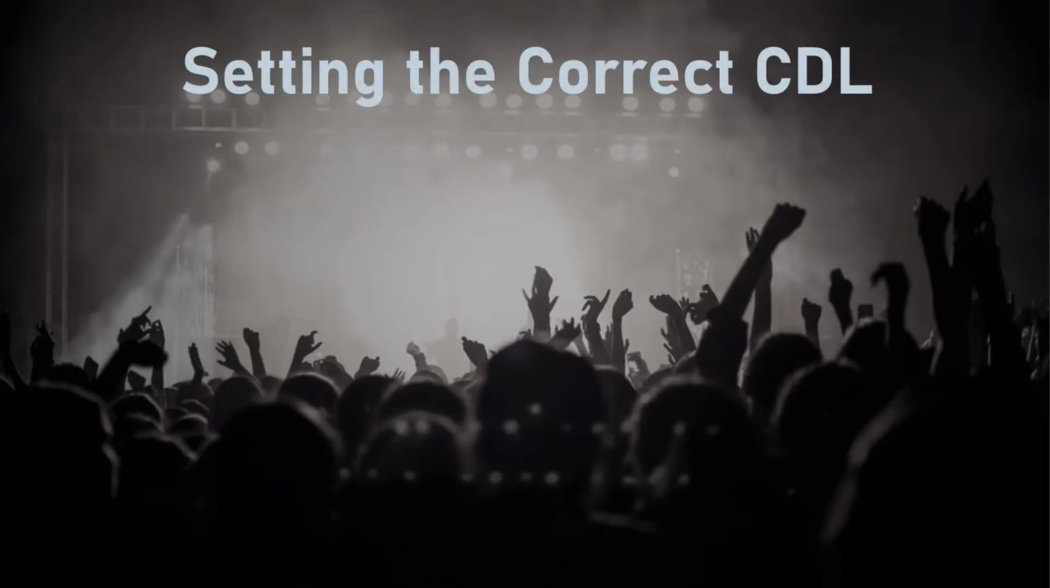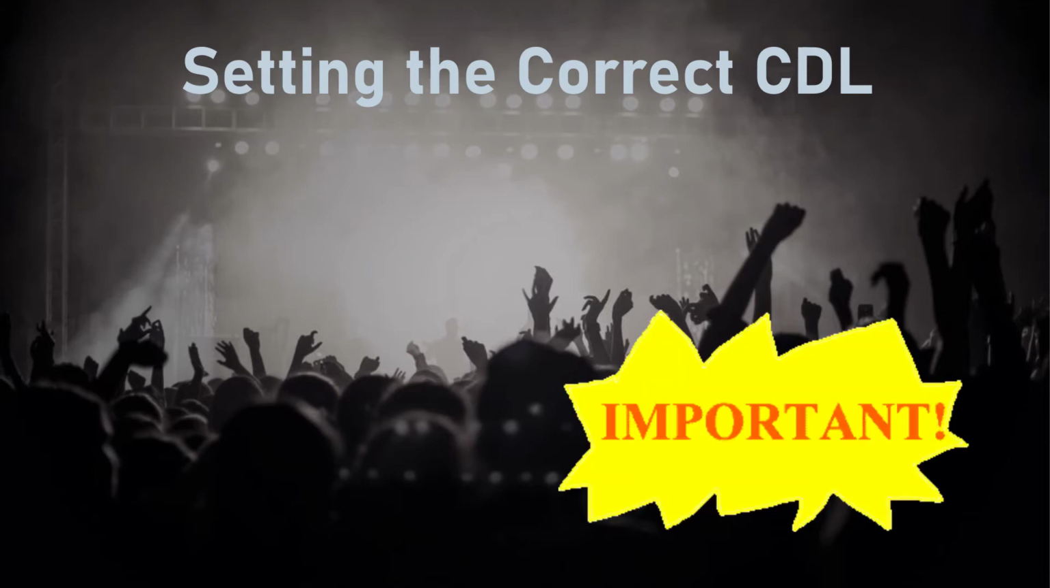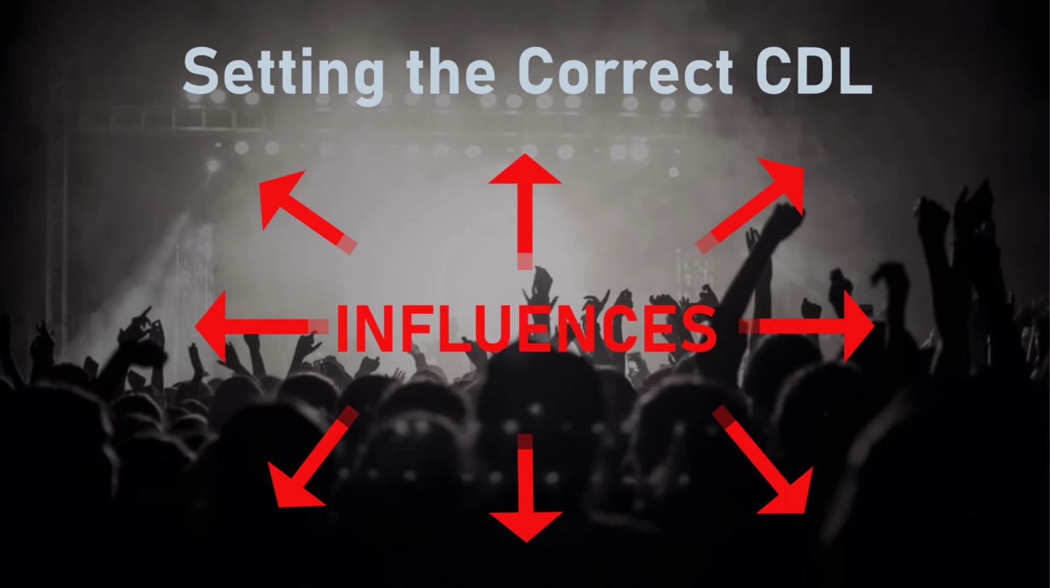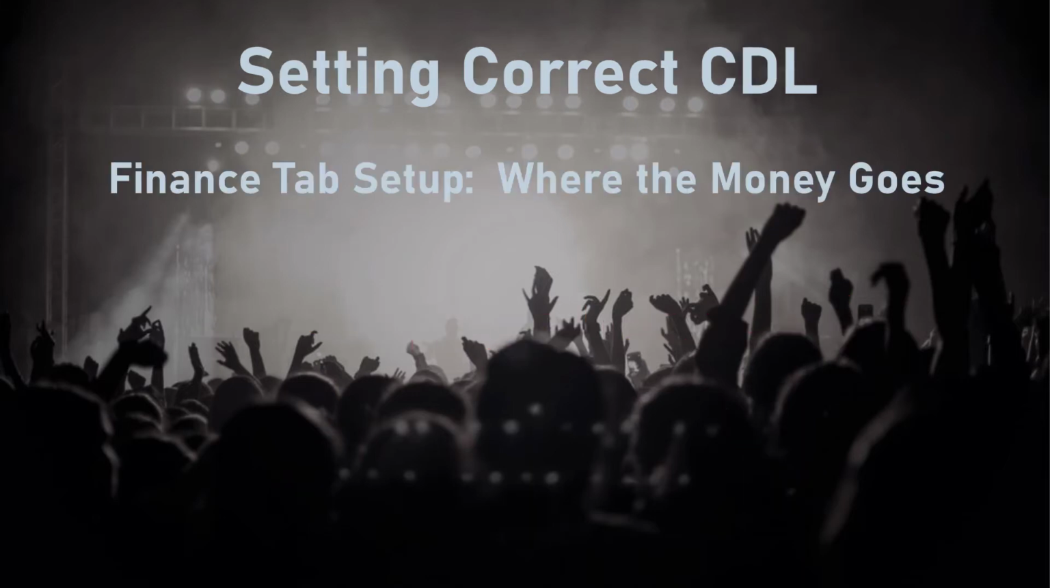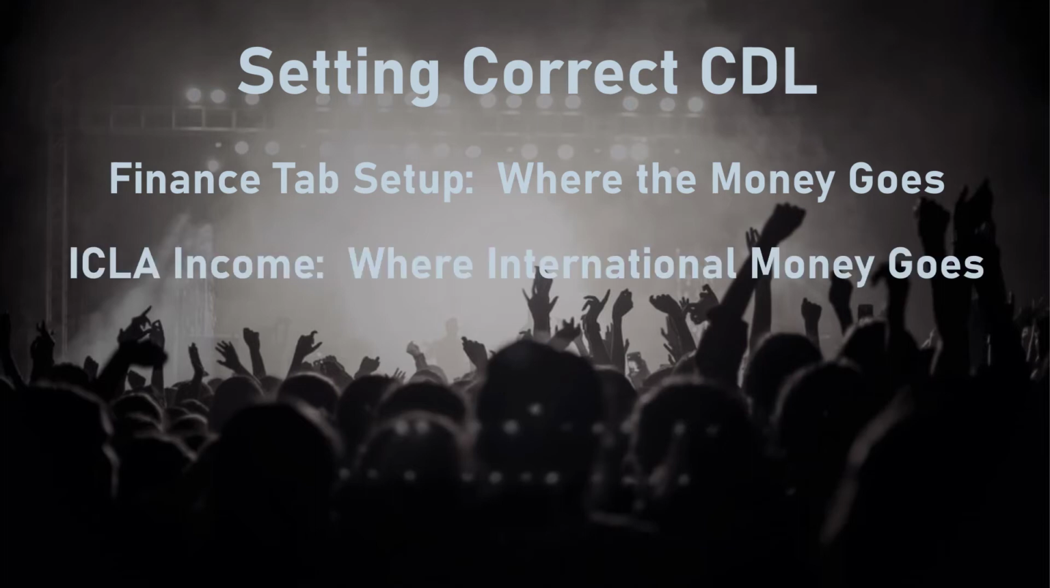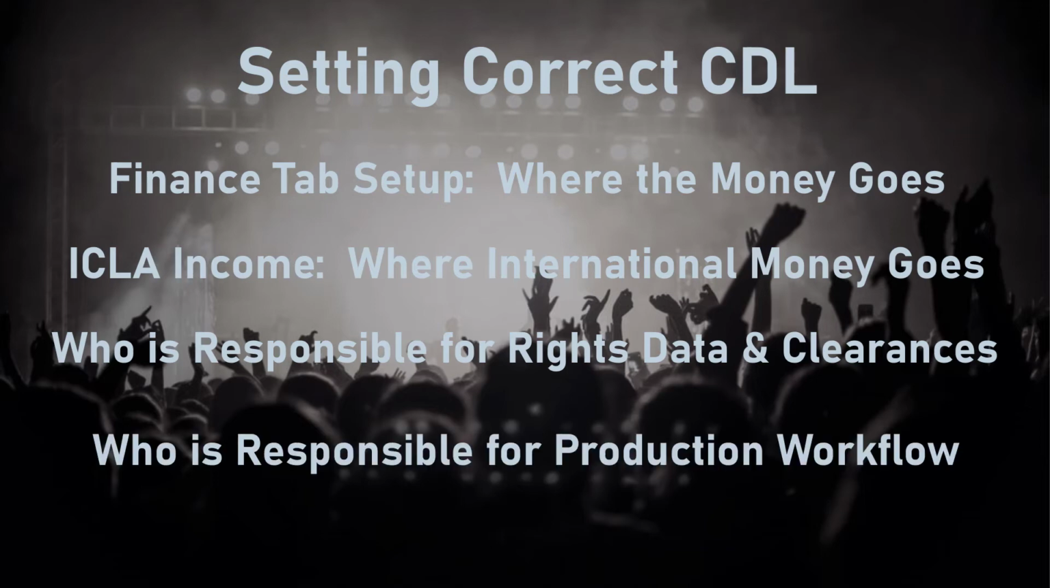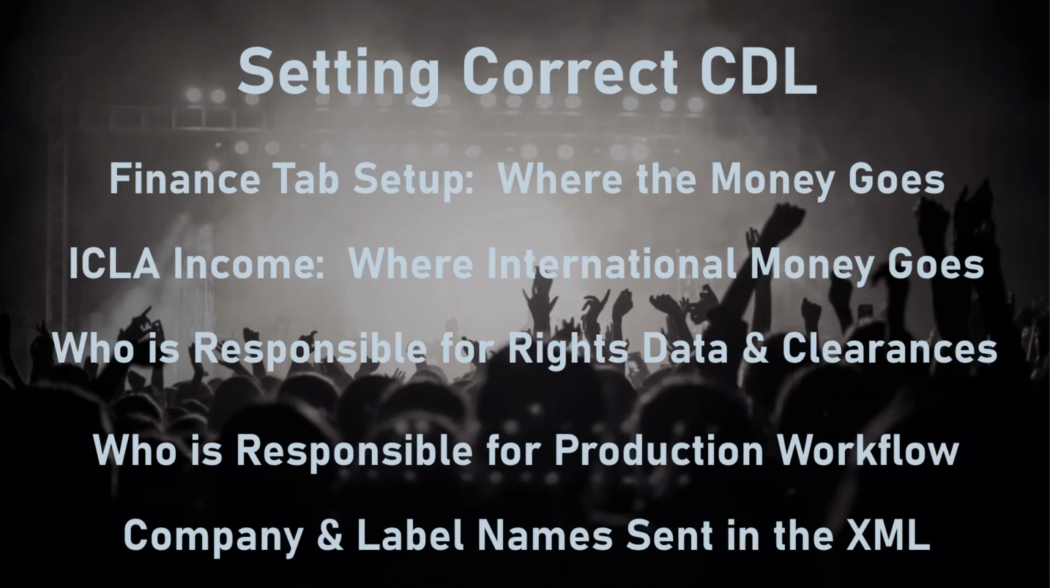Setting the right CDL is perhaps the most important consideration when creating a project. This decision has many direct influences, including finance tab values for all data created within a project, so where the money goes, how global royalties process ICLA income for international sales, so where the international money goes, who is considered responsible for rights data, and clearances pertaining to repertoire data administered within the project. Who is considered responsible for the production workflow processes within the project, and company and label names that we send to digital supply partners.